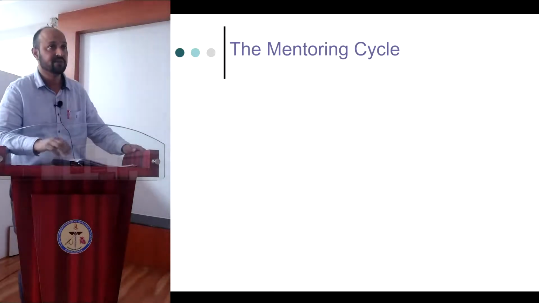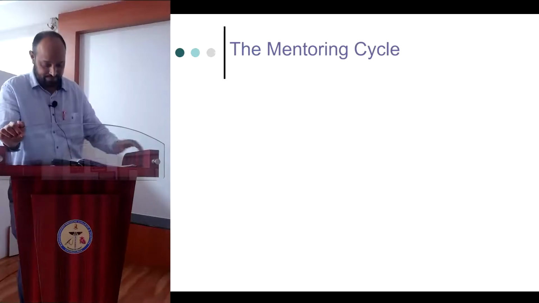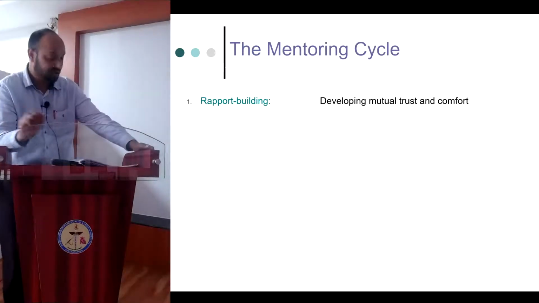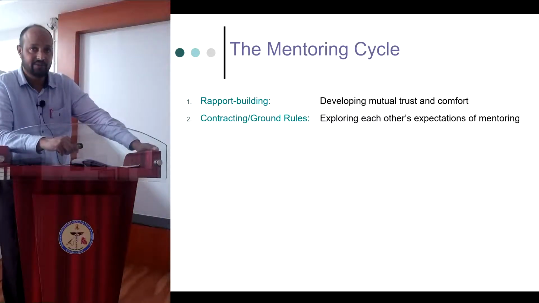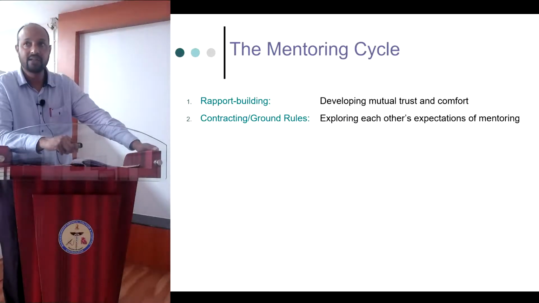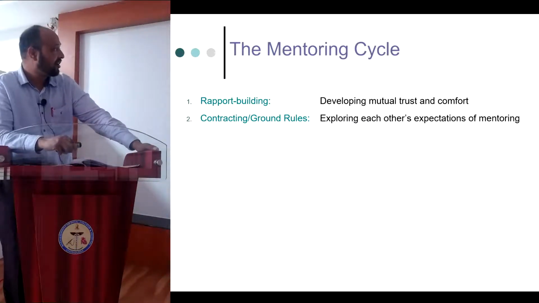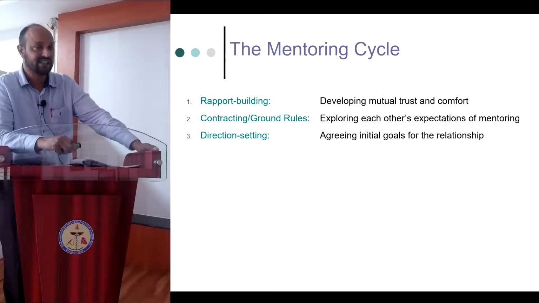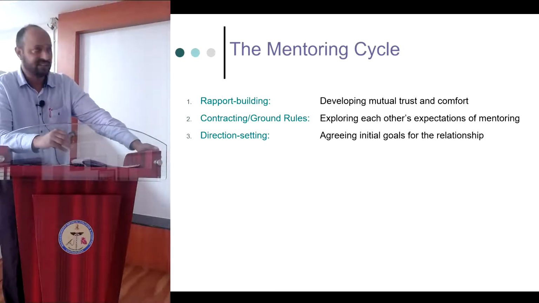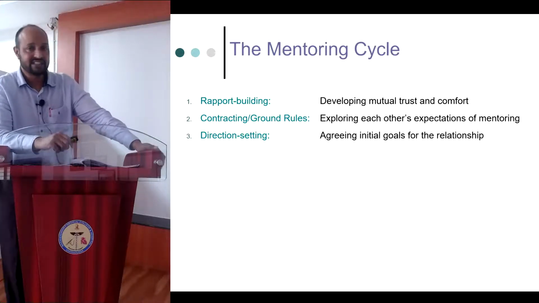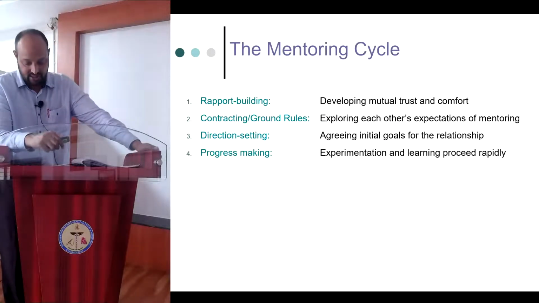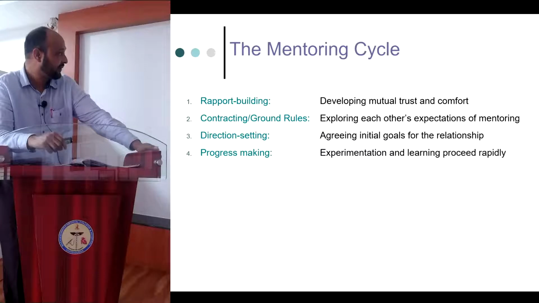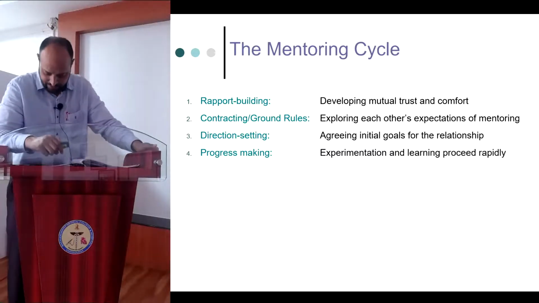Coming to rapport building, there is development of mutual trust and comfort between each other, mentor and mentee. Then we have contracting: ground rules, and exploring each other's expectations. The primary goal should be improvement of the mentee. Then direction: we should set and agree on the direction, agreeing on initial goals, what the relationship and the agenda will be. Experimentation and progress should be there, and the learning process should be to learn rapidly.